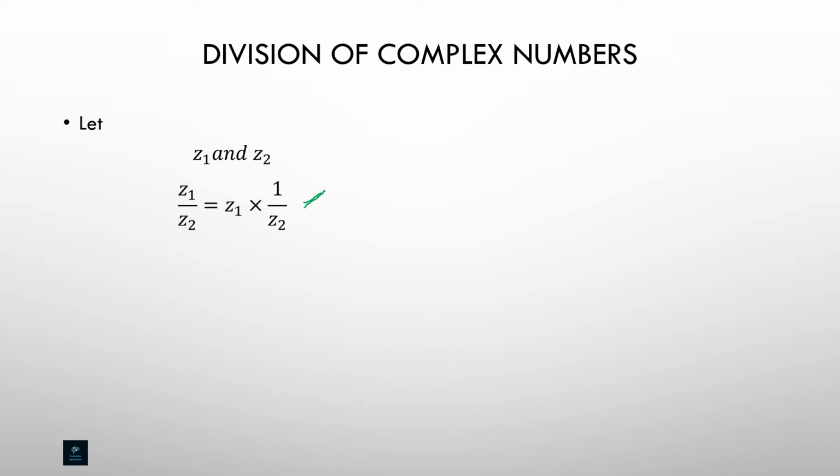Now we already know that the inverse of z2 is equal to conjugate of z2 divided by square of its modulus. Therefore, z1 by z2 will be equal to z1 times conjugate of z2 divided by square of modulus of z2. z1 by z2 is equal to z1 into z2 bar divided by square of modulus of z2.